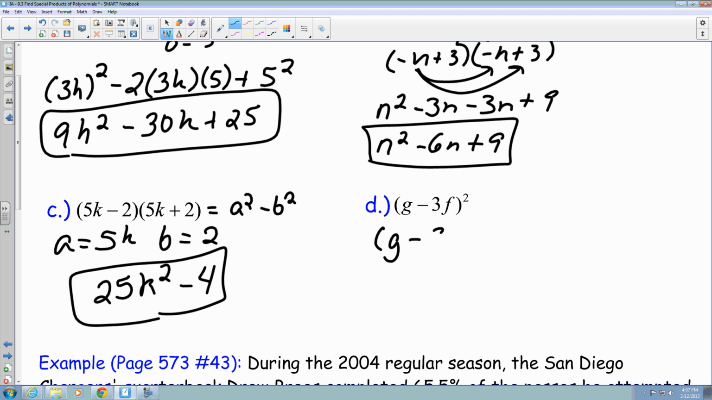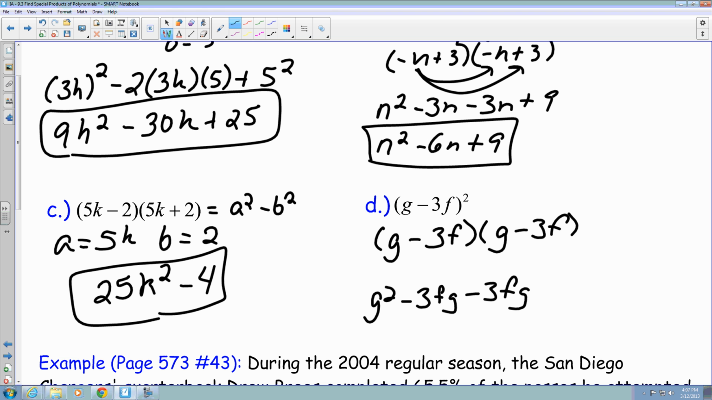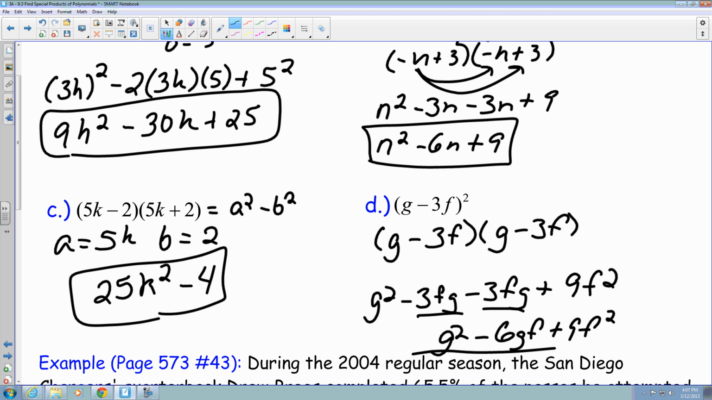And then the last one, I will use FOIL again and rewrite it. So now I can say it's g squared minus 3fg minus 3fg plus 9f squared. I've got like terms here, so it's g squared minus 6gf plus 9f squared. Okay.